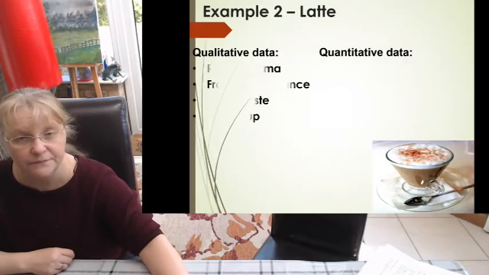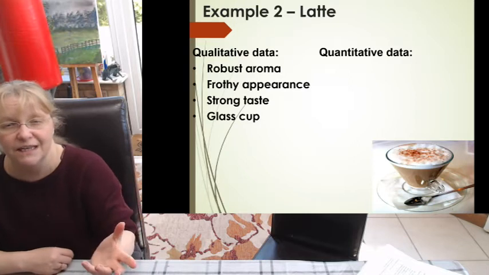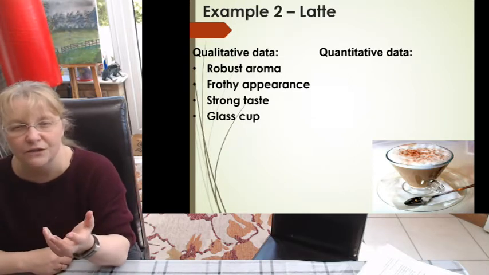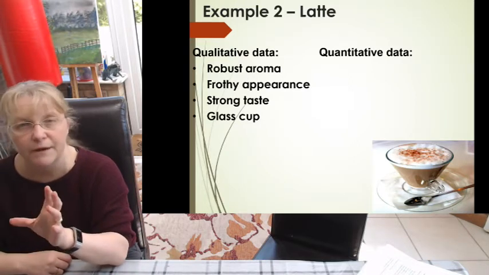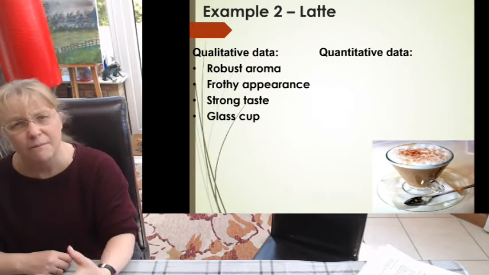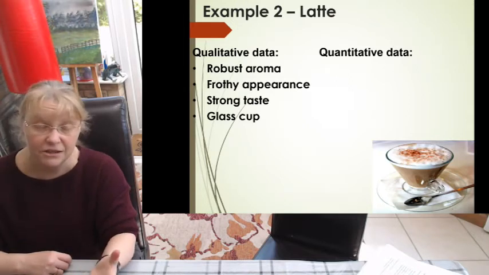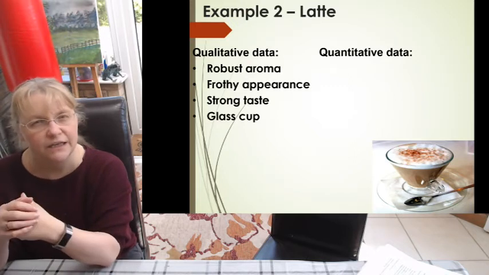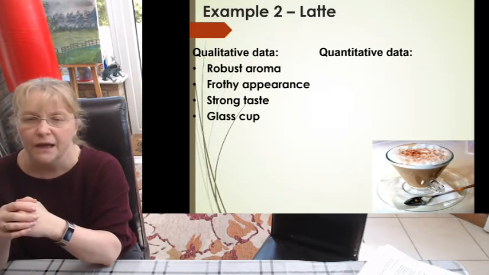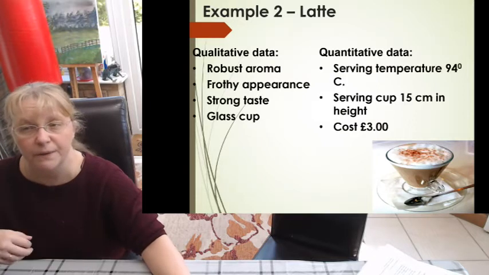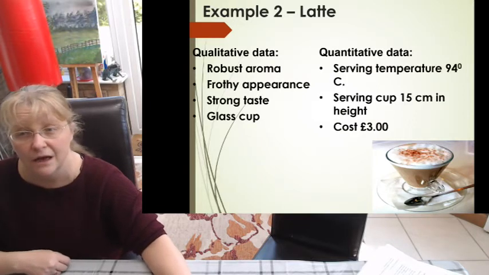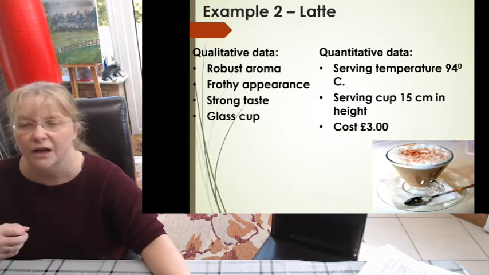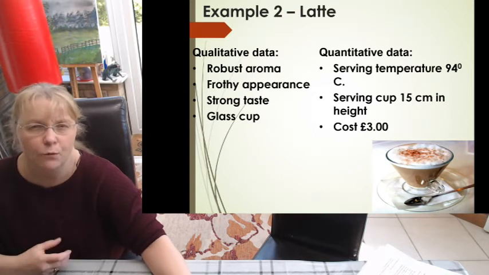Welcome back. So for the qualitative data, I talked about the smell, I talked about the frothy appearance, I talked about how it makes me feel good in the morning. Actually, mine's tea. I always have to have a cup of tea, but I didn't see a nice picture of a tea. Now, quantitative, however, would be how hot is it? How much did it cost? What was the cup it came in? What was the size of the cup?